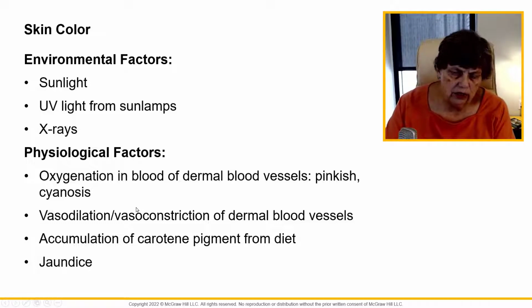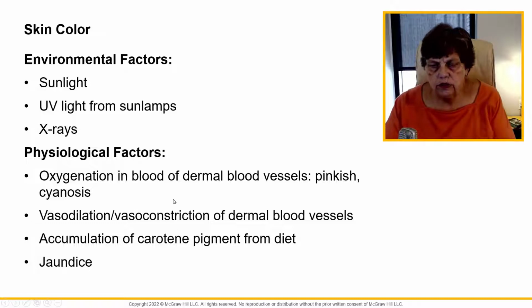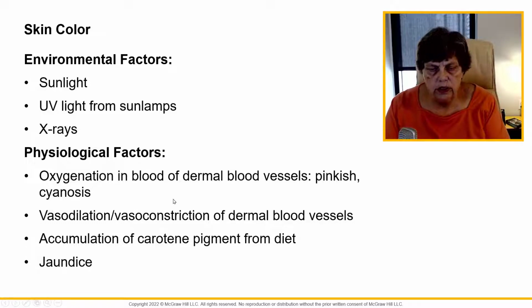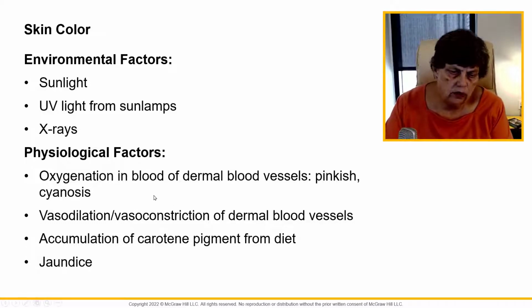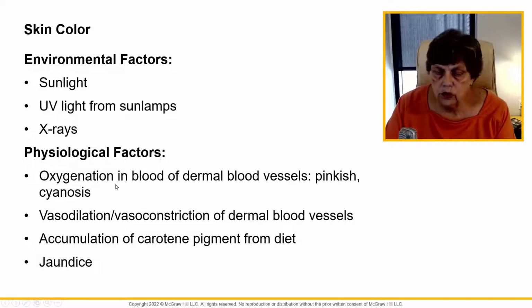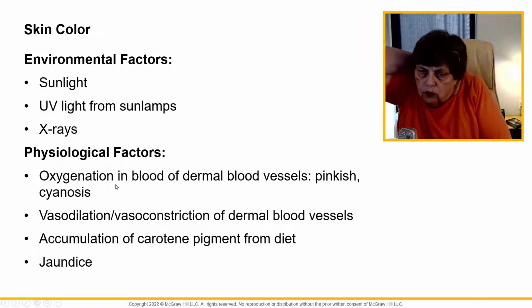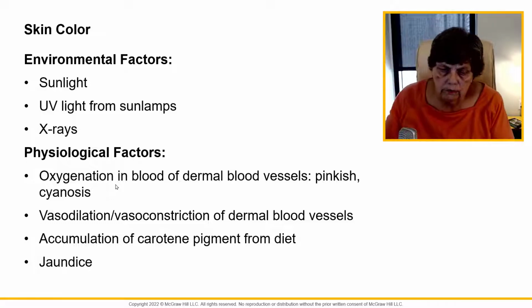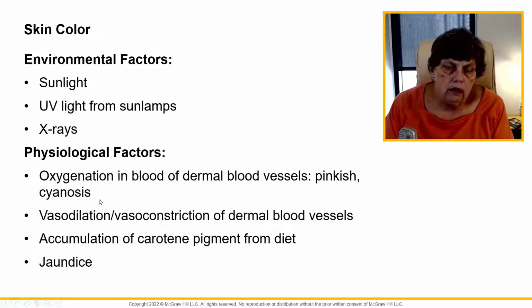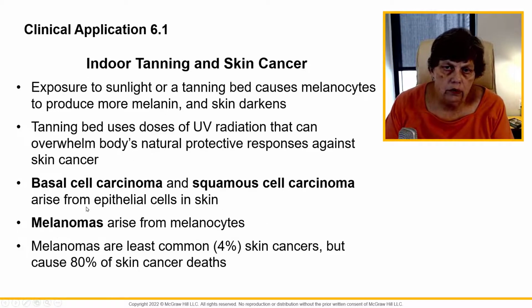You can also get a little bit of an orange tinge to your skin from diet if you eat too much carotene, particularly like carrots. And another one is jaundice. Jaundice is formed because of the breakdown products of blood, that bile, and it will give your skin a yellowish cast.